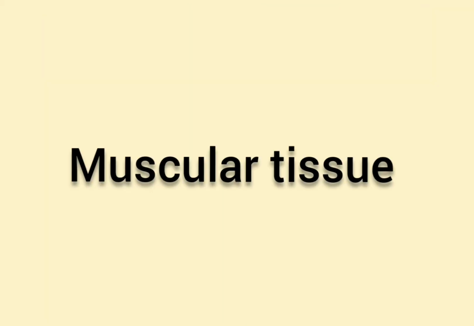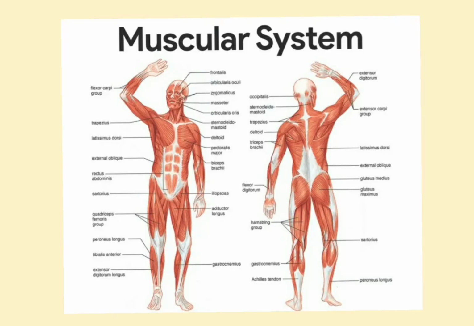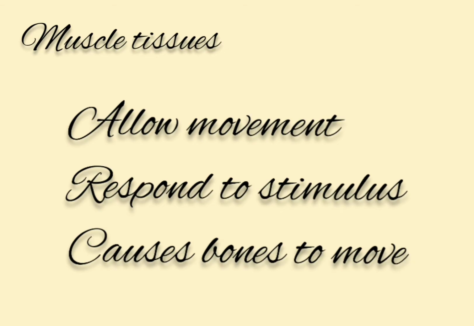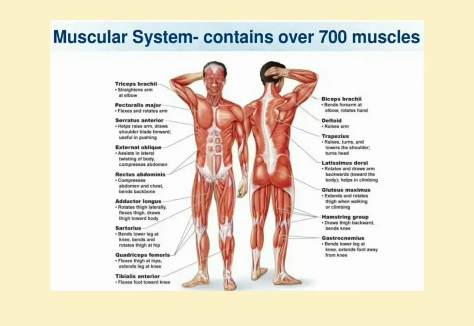Muscle tissue is a soft tissue that makes up most of the tissues in the human muscular system. The muscle tissue is characterized by properties that allow movement. They are also responding to stimulus. When attached to two bones, contraction of muscles causes the bones to move.